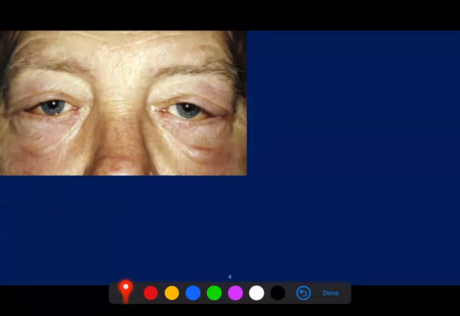For example, the Hertel exophthalmometer, did you mention it? Yes, I mentioned the Hertel exophthalmometer. Okay. Elevator function, as well as the palpebral pressure. Let's say that the elevator function is normal, meaning that it's more than 15. The decrease, as you can see, is symmetrical.